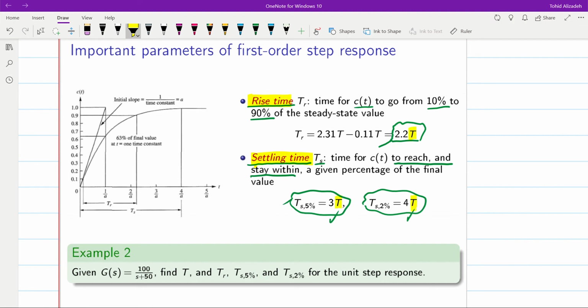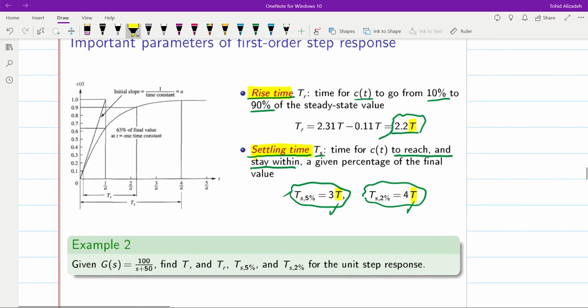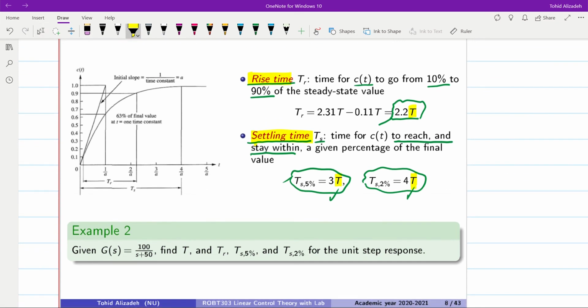So the time constant, which is basically related to the location of the pole of the system, determines the behavior of the step response of the system. This is quite important. You see how important the location of the pole of the system is. You can also see in this graph how the settling time and rise time are defined. The rise time is the time it takes for the system to go from 10% of the final value to 90% of the final value.